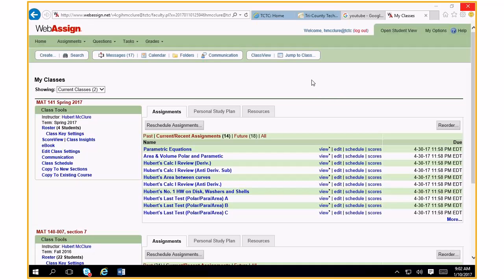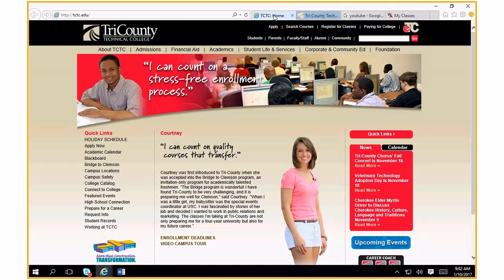But anyway, that's how you get to Skype. Go through Office Portal. Just Google Office Portal and log in with your TCTC information, and that's that. And there's no restriction on that.